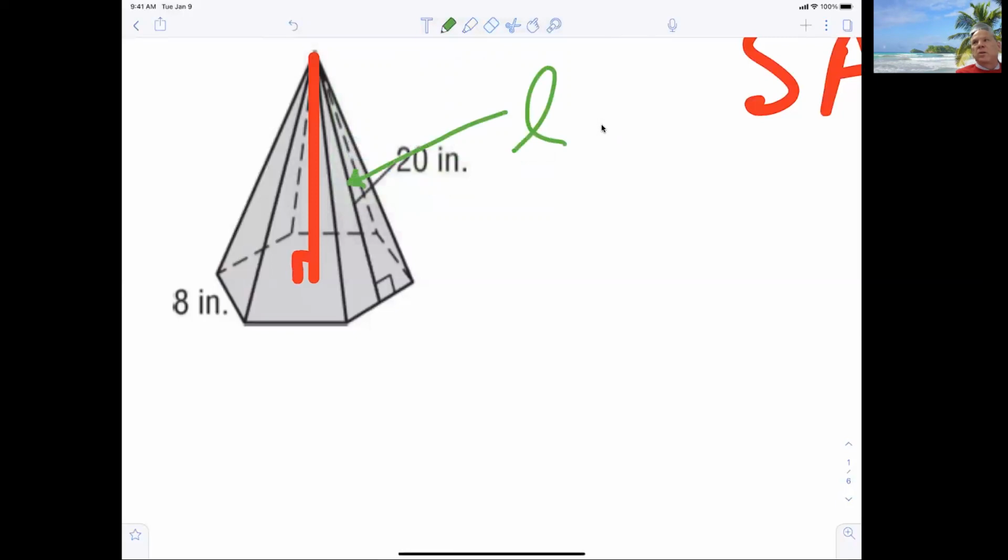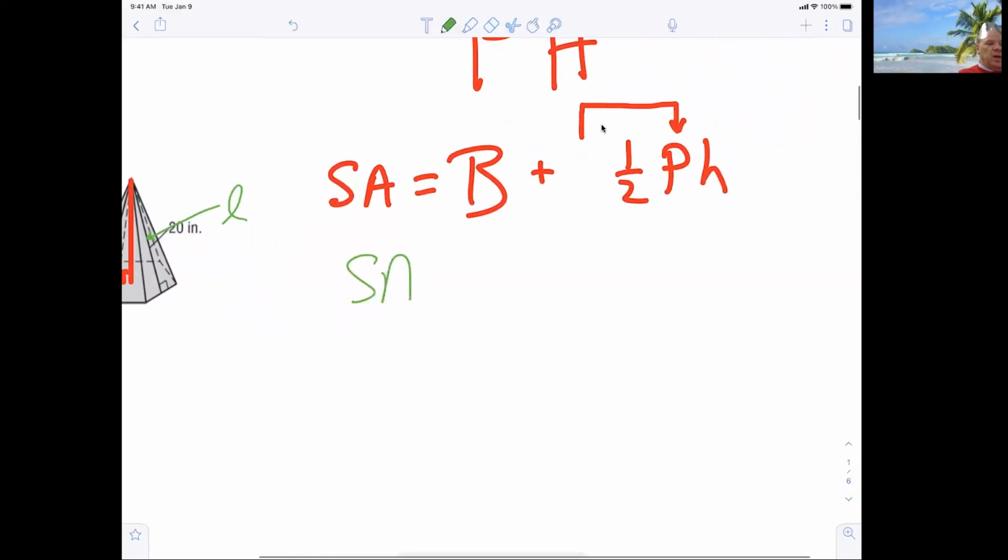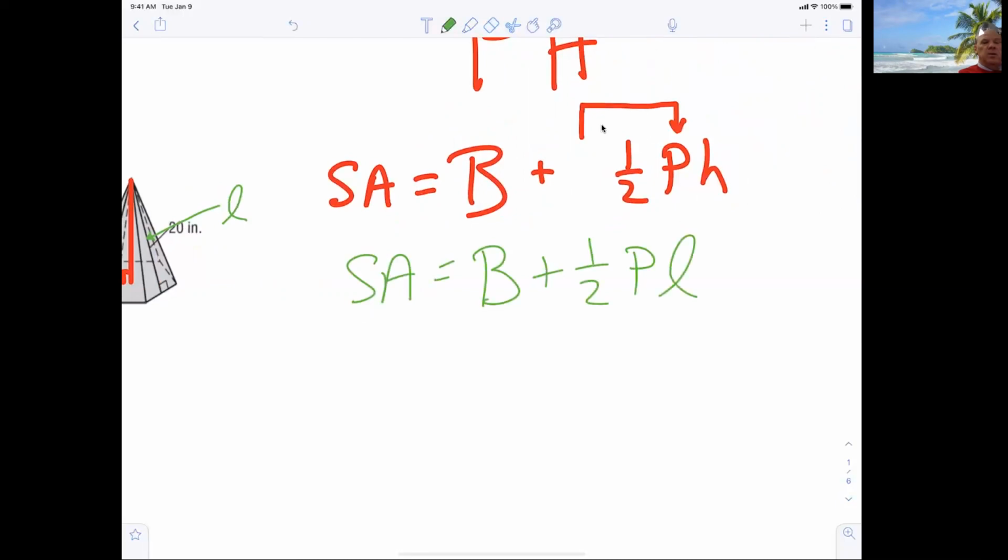All right. So does everybody understand? There's the height of the prism and there's the height of the pyramid, right? I'm sorry, the height of the triangle. The height of the pyramid is capital H. All right. So in this case, we say the surface area of a pyramid is the area of the base plus 1/2 the perimeter times the slant height. And for whatever reason, they chose L.